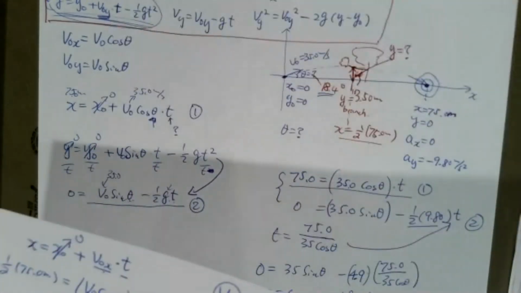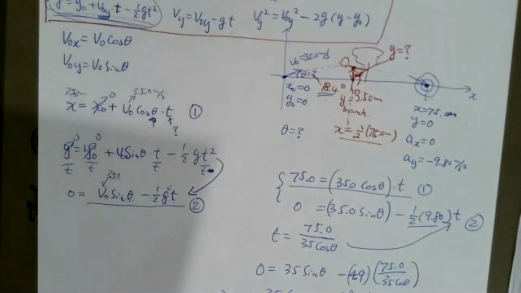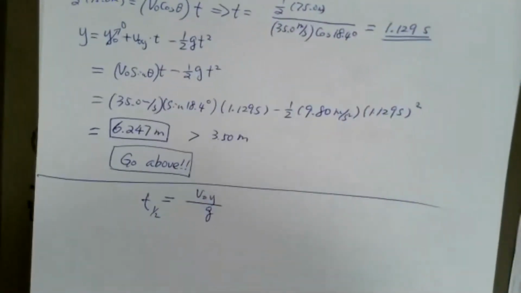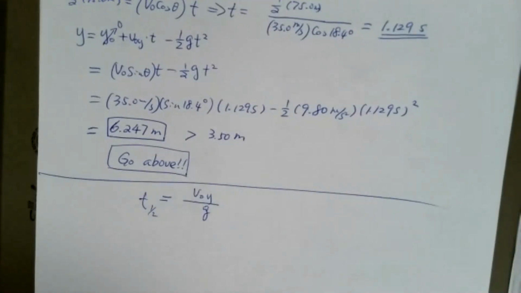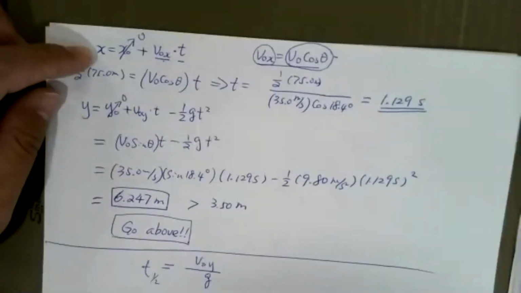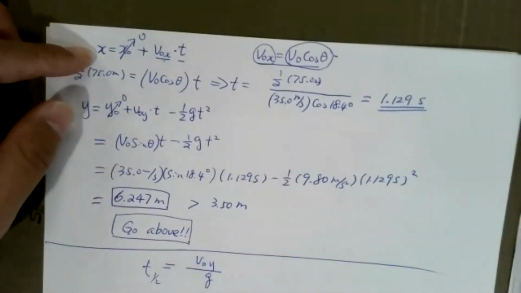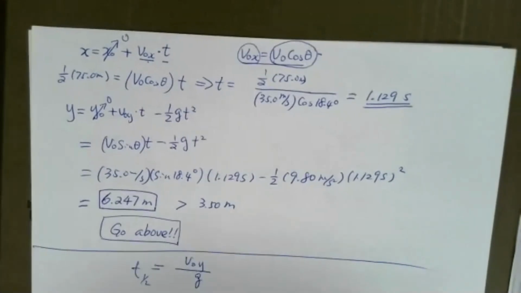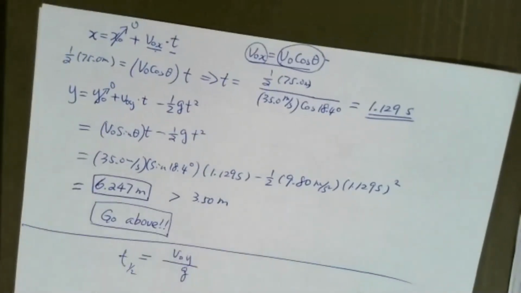And I believe in at least one of the homework problems you are given either y and looking for x, or the other way around, given x and looking for y, okay? So this is the procedure you want to follow. You want to take advantage of the given x or y, solve for t, and then take t to the other dimension to figure out the distance in the other dimension, okay?